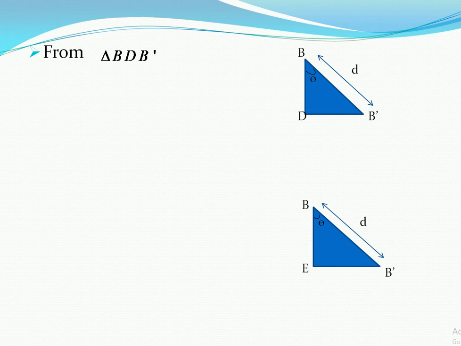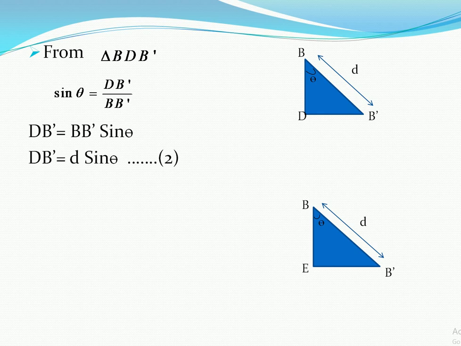Then according to trigonometry, the value of sin theta will be DB' by BB', and therefore DB' is equal to BB' into sin theta, but the value of BB' is d, and therefore we get DB' equal to d sin theta. This is equation number 2. Now we have to calculate the value of EB' by using triangle BEB'.